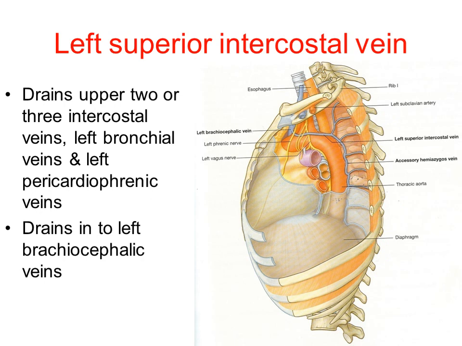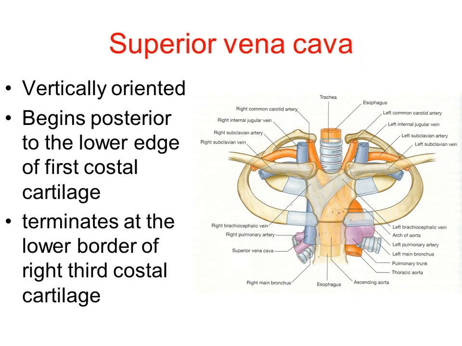The next vein is the left superior intercostal vein, which drains the upper 2 or 3 intercostal veins, the left bronchial vein and the left pericardiophrenic veins, and it itself drains into the left brachiocephalic vein. Then the next great vein we have is the superior vena cava, which is formed by the union of both the brachiocephalic veins, and it begins posterior to the lower edge of the first costal cartilage, and it terminates at the lower border of the right third costal cartilage.